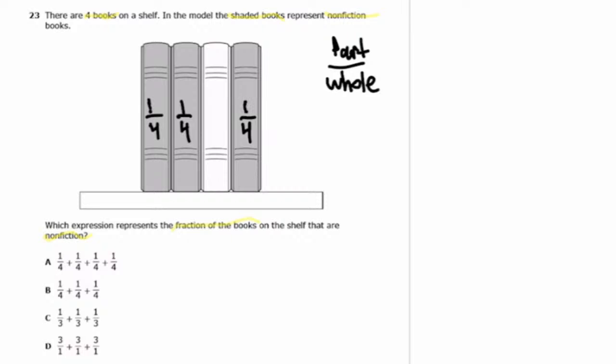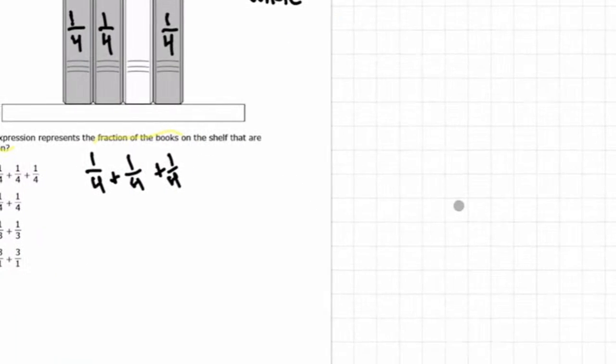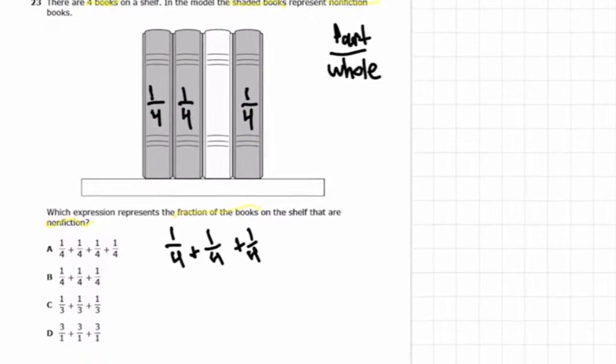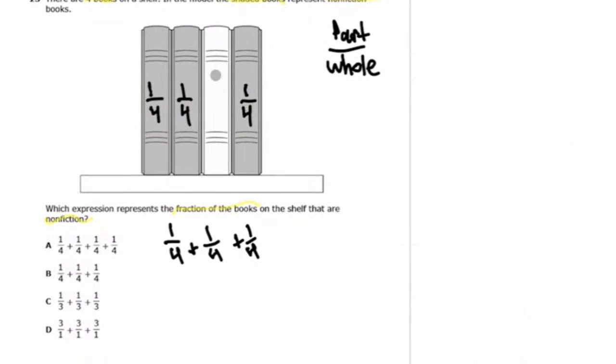Each of these is one part. So in order to get the total fraction, we can just add 1/4 plus 1/4 plus 1/4. That would be the total fraction of the books that are nonfiction. We're adding each of the individual fractions to get the total fraction. And we don't need to count this book right here, since it is not shaded. We only are talking about which ones are nonfiction, or which ones are shaded.